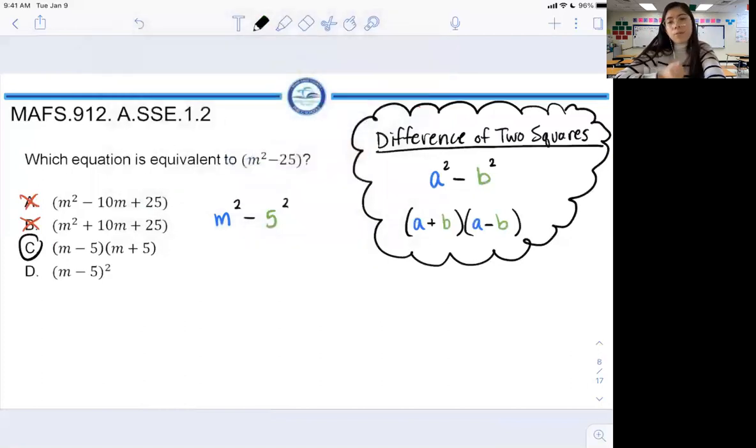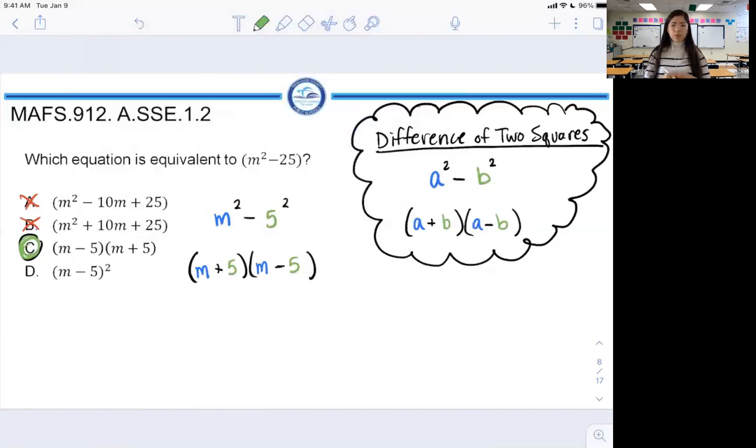And following the rule for the difference of 2 squares, this would be m plus 5 and m minus 5, just following those same rules, okay? A plus B and A minus B. So here, m plus 5 and m minus 5. And notice how that matches perfectly with our answer choice that we ended up choosing, C. So that was a different way to do the same problem. We did it by foiling, but you can also do it by remembering the difference of two squares.